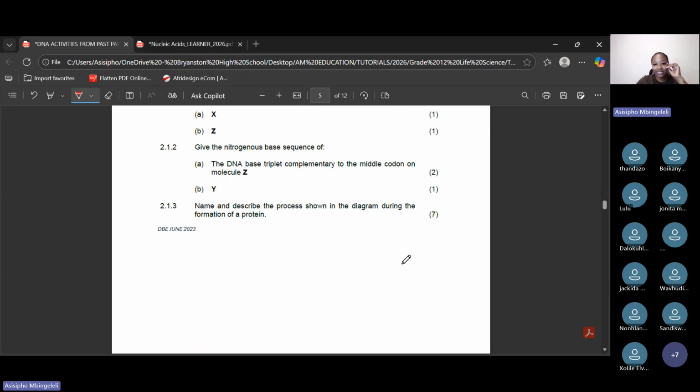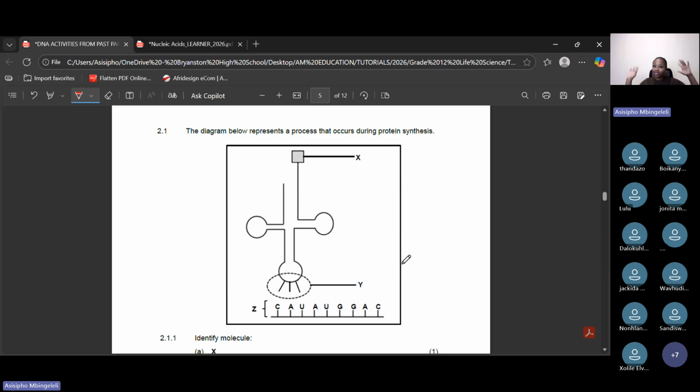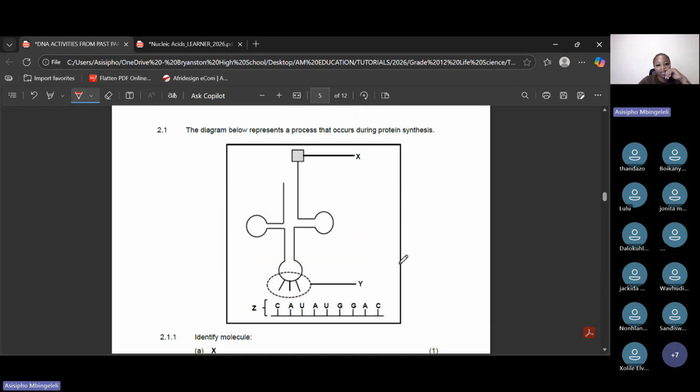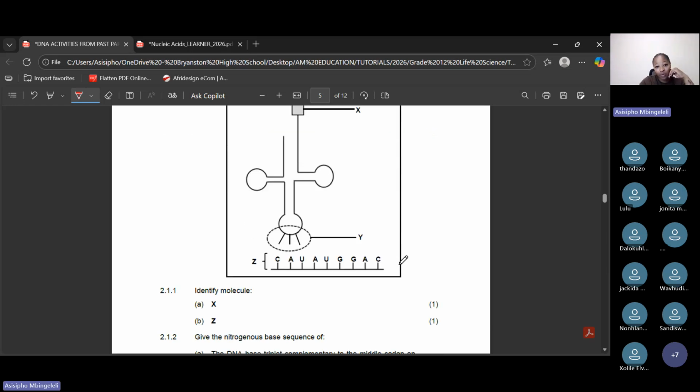Okay, let's do it quickly. That's another protein synthesis. We're not going to panic when we see a protein synthesis question. We're going to answer these questions head on because we know our content. Identify X and Z. Molecule X and Z. Okay, I'm not happy with the word molecule, but here. Anyone, please unmute and speak. Let's move. Let's move. Let's move.